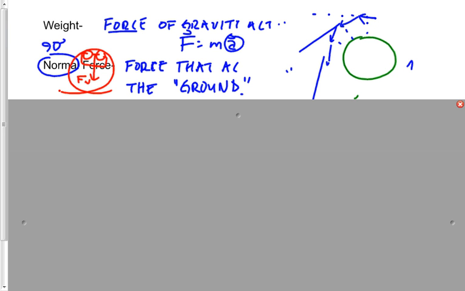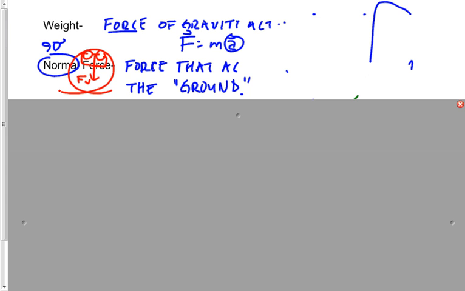NASA has this airplane. It's a 727 jet. They nickname it the Vomit Comet. It's an airplane that goes as high as a 727 can possibly go safely. It reaches that peak height, and then it dives down towards the ocean. And then it actually follows a parabola.